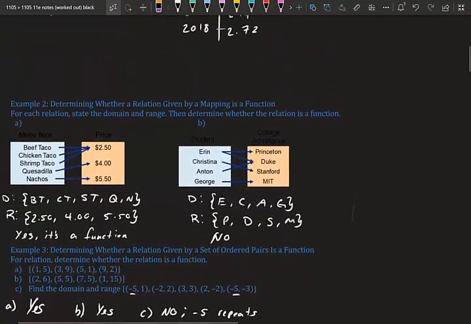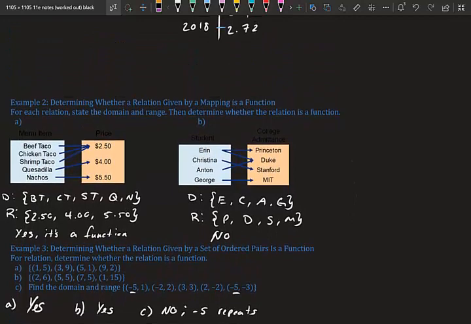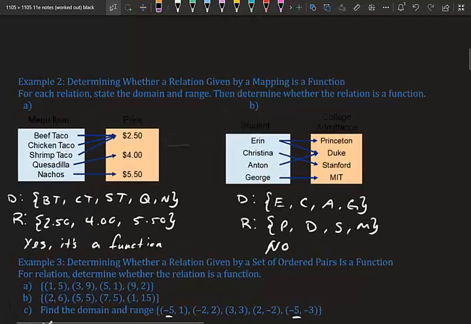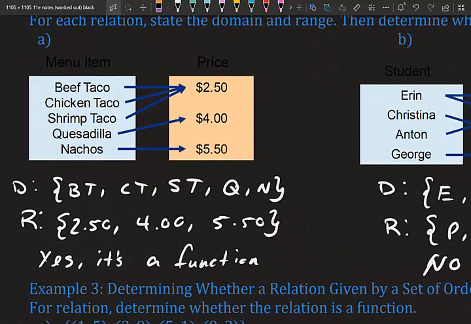Alrighty, example 2. Determine whether the relation given by a mapping is a function. So we're given a chart. Let's determine if it's a function or not and list the domain and range. So we have menu item and price. So menu item, that's the left side.